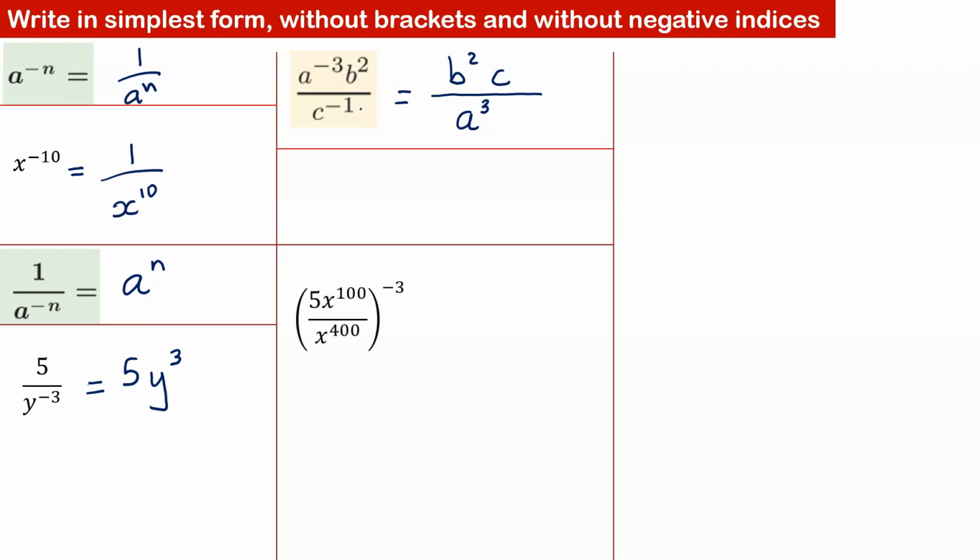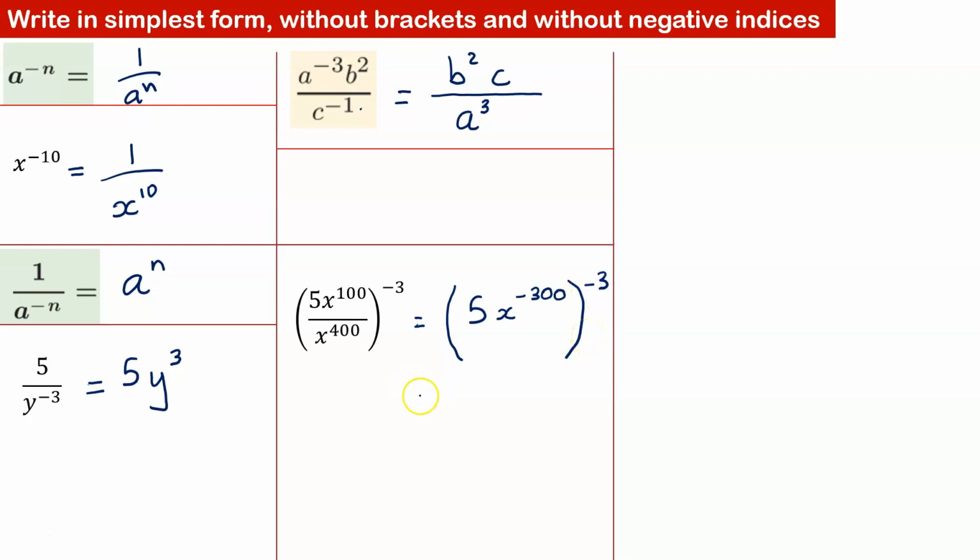Take your time to look at the next one, please. What do we do first whenever we have brackets? Can we simplify what's inside the brackets first? Oh, yes, we can. Well, let's do this then. We have 5 x to the 100 minus 400. What's that? 100 minus 400. That is negative 300 to the power of negative 3.